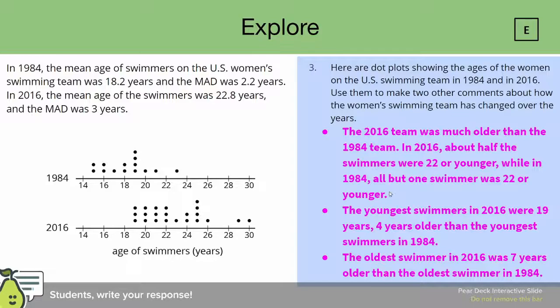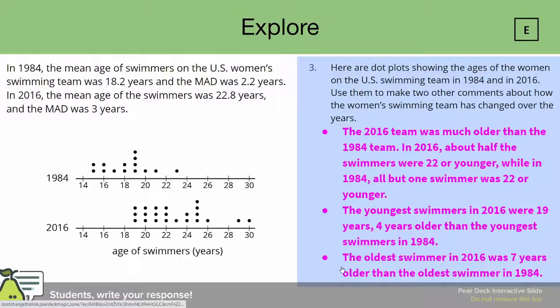Another comment that you might make about the 2 dot plots is that the youngest swimmer in 2016 was 19 years old and 4 years older than the youngest swimmer in 1984, which is true. We can see that in 2016, the youngest swimmer is 19 years old, but the youngest swimmer here is 15 years old. So we can see already that just by looking at their youngest swimmer, there's already a 4-year age gap. This is definitely a true statement.